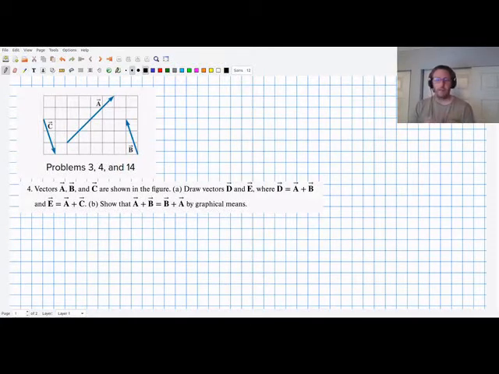Hi. All right, well, based on a lot of popular demand, I'm going to do problems 4 and 6 out of the homework in this video. Number 4 was this one showing 3 vectors, A, B, and C, that are on a grid. It says vectors A, B, and C are shown in the figure. Draw vectors D and E, where D is A plus B and E is A plus C.